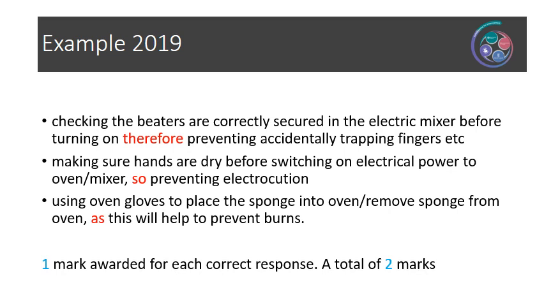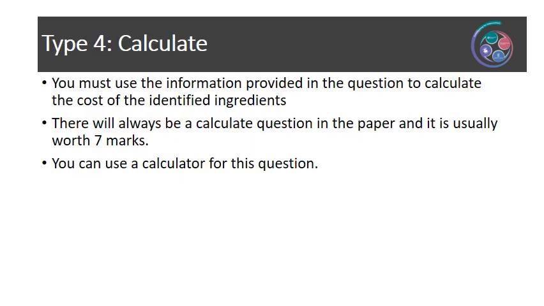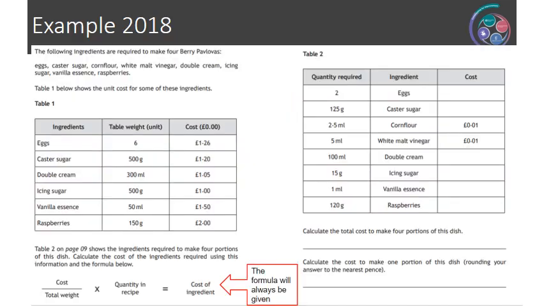1 mark awarded for each correct response, a total of 2 marks for this question. Type 4, calculate. You must use the information provided in the question to calculate the cost of the identified ingredients. There will always be a calculate question in the paper, and it is usually worth 7 or 8 marks. You can use a calculator for this part of the question. This costing question was taken from question paper 2018.